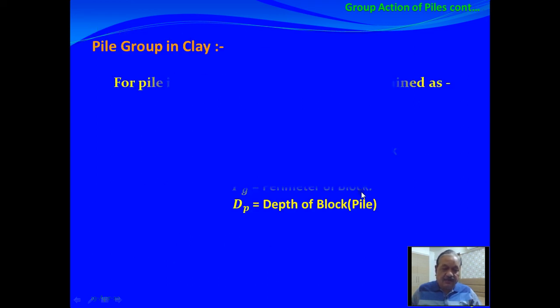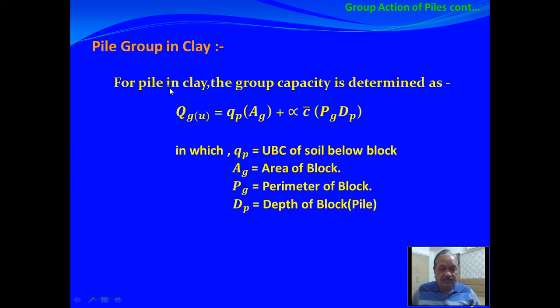Then for a pile group in clay, the group capacity is determined like this: Qgu is equal to capital Qp plus capital Qs. Capital Qp is equal to qp into Ag, where instead of Ap here it is Ag, the area of the base of the block, and capital Qs is equal to alpha c bar into Pg into dp, where Pg is the perimeter of the block. This Ag is the area of the block. This qp is the UBC of the soil below the block. Alpha is the adhesion factor, and c bar is the average cohesion along the shaft of the block or the sides of the block.